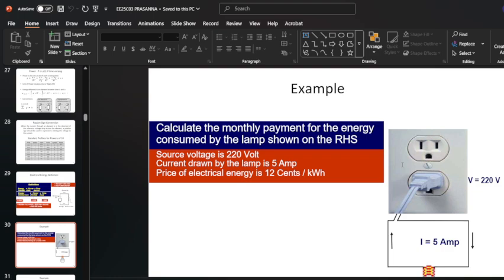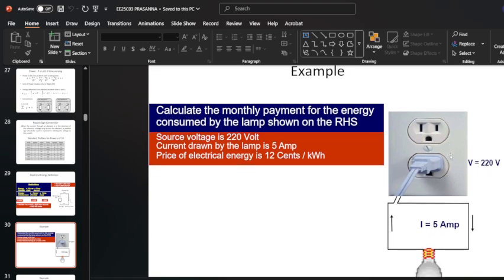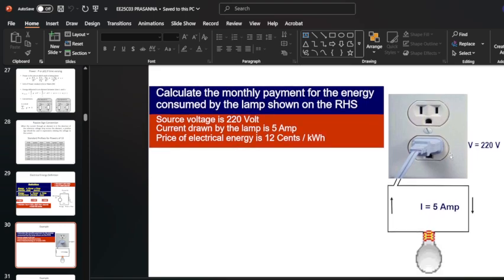Calculate the monthly payment for energy consumed by the lamp shown in the given slide. One socket is also there. The source voltage is 220 volts. The current drawn by the lamp is 5 amperes. The price of electrical energy is 12 cents per kilowatt hour. Here I mentioned cents because the subject is global.